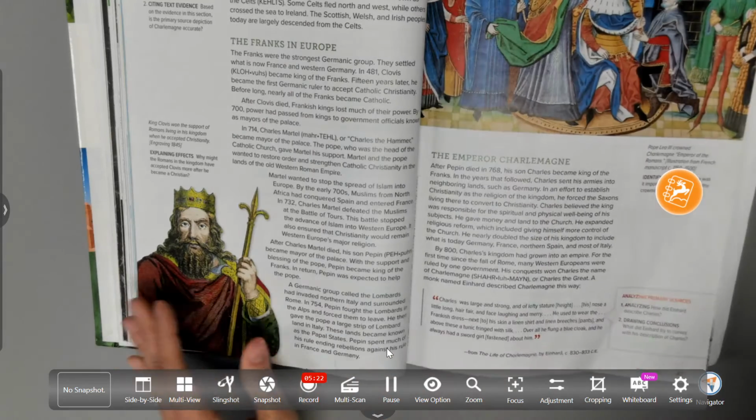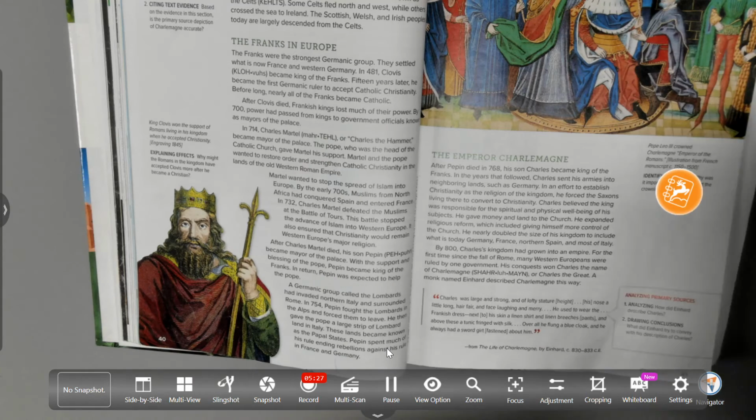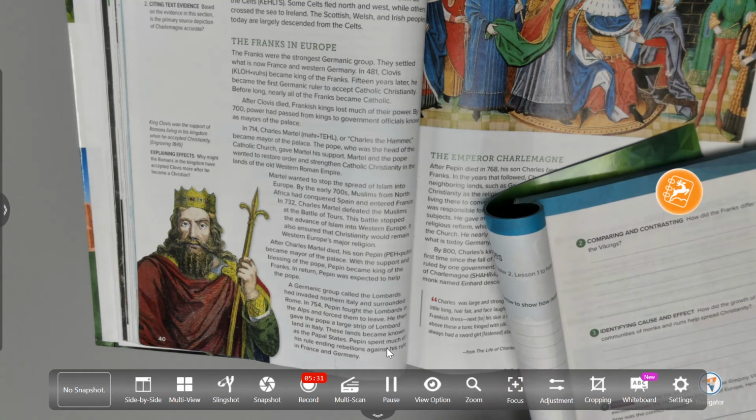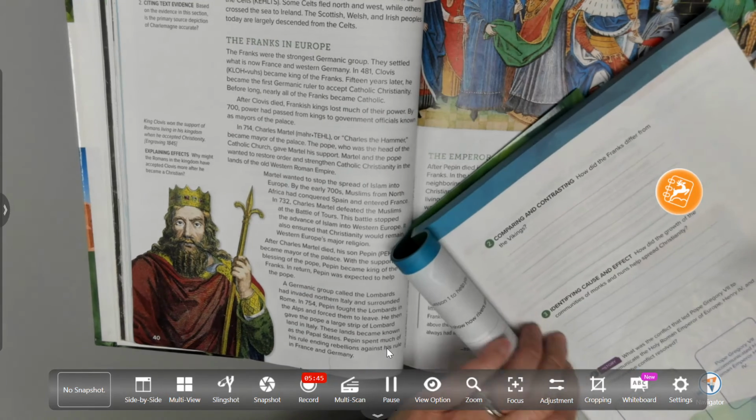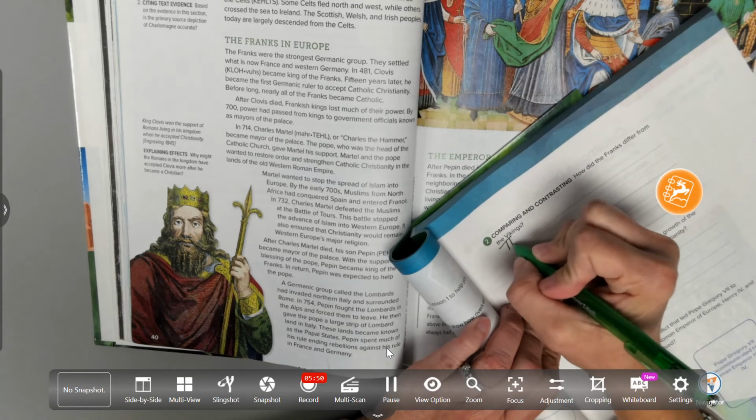So if you go back to page 40, where it talked about the Franks, I wrote down, talking about it with my students in class, that the Franks established a Christian kingdom in Central Europe. They fought to protect it from invasions. With the help of the Catholic Pope, they expanded their empire.